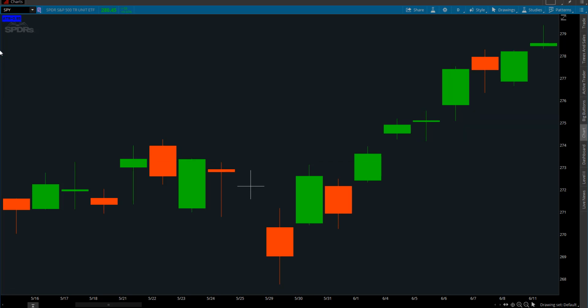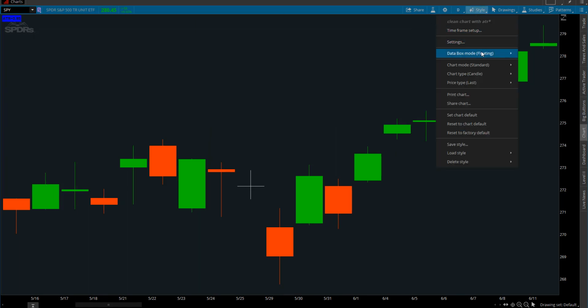I have a chart up here in front of you called the SPY. Now, I'm on a chart for Thinkorswim, but you can have your charts anywhere. I have set my data box to floating mode. You can have it either fixed or off. You can put it wherever you want. I have it floating so it will move over the top of each candlestick as I go.